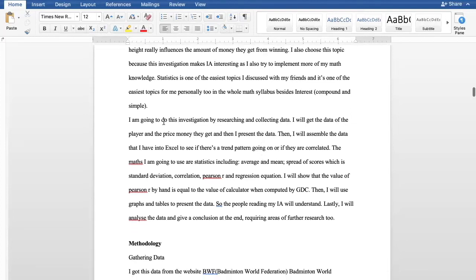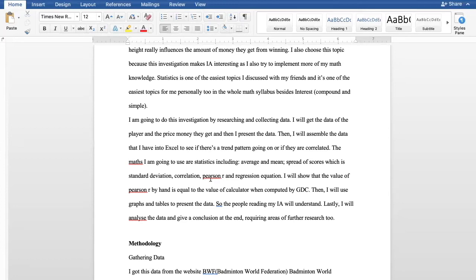Okay, here you put a brief explanation on how you plan on doing the exploration, which is fine. I'm going to do this investigation by researching and collecting data. I will get the data of the player and prize money they get, and then I present the data. So you get the data from one source. Again, it's all about prize money. Then I will assemble the data that I have into Excel to see if there's a trend pattern going on or if they are correlated. The maths I'm going to use are statistic, including average and mean, spread of scores, which is standard deviation, correlation.